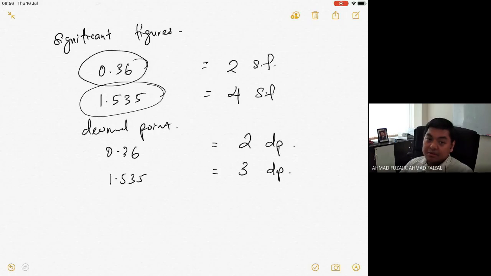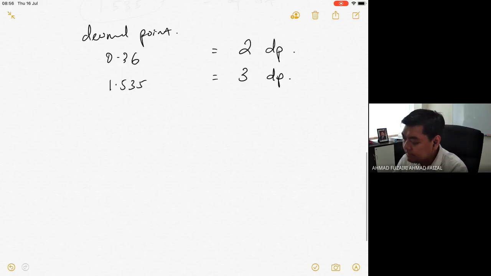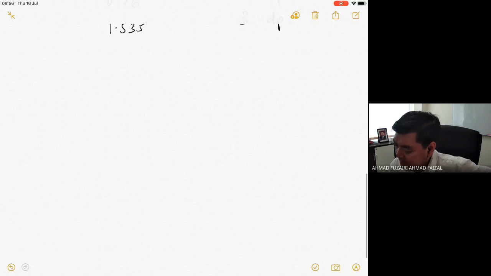Kita tak bother dah significant figures ni macam mana. Kita dah tak peduli. Tetapi kalau untuk chapter ni, kita akan pakai ni. And then bila you see the questions, contoh soalan dia suka tanya. Ini soalan yang berbentuk significant figures.